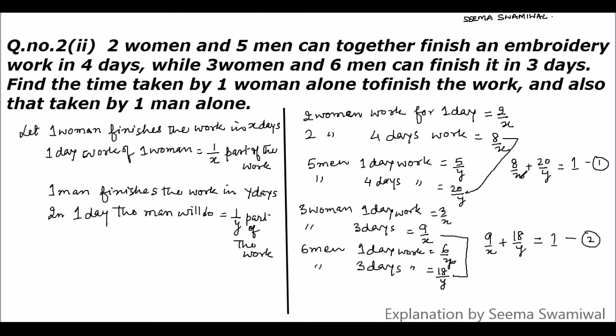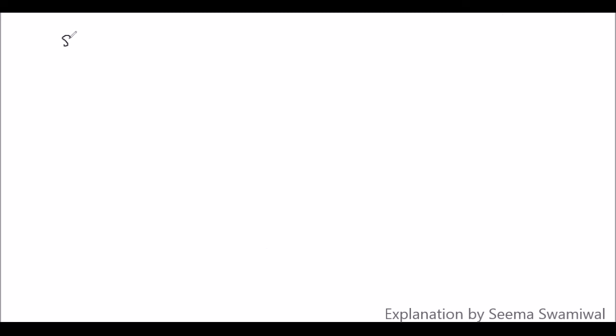Now you have seen these two equations. They are not exactly the linear equation in two variables. We have to reduce them to linear equations first. That means the first equation is 8 upon x plus 20 upon y is equal to 1, whereas the second equation is 9 upon x plus 18 upon y is equal to 1. I hope now you are expert in solving such equations.